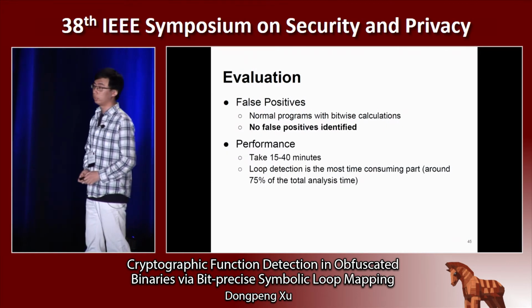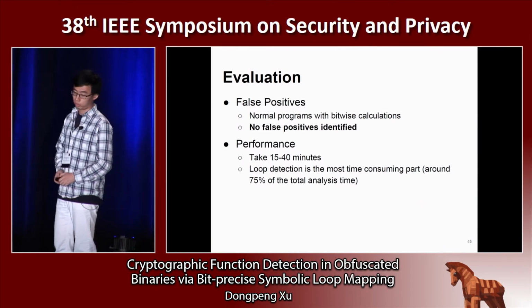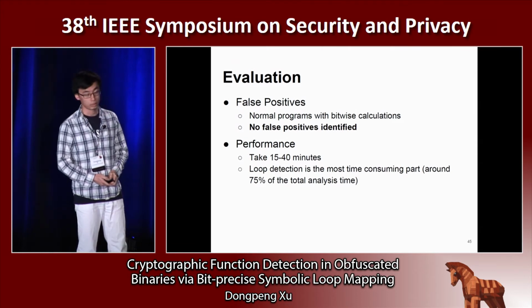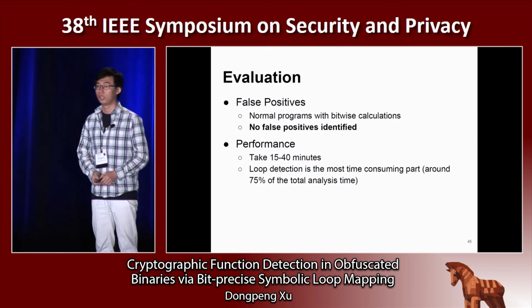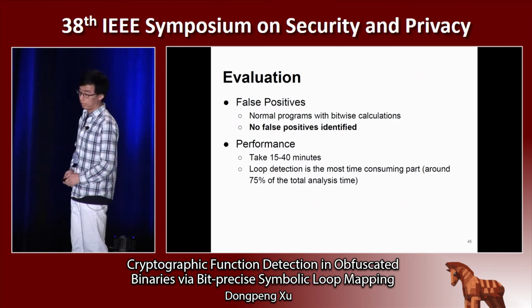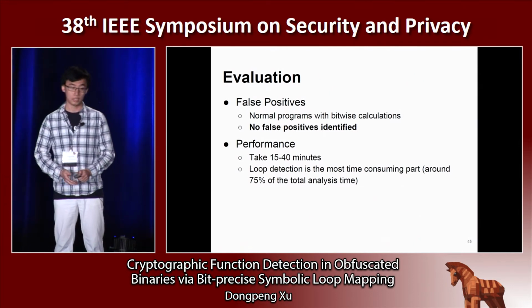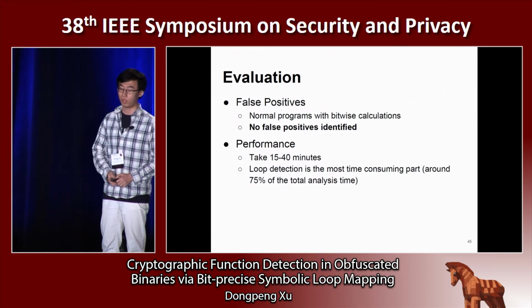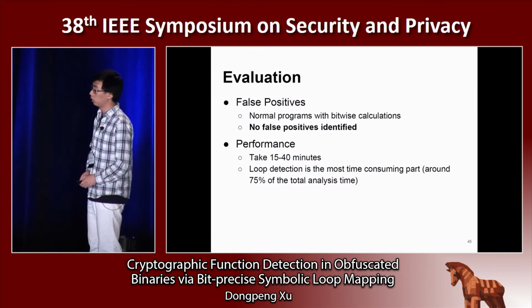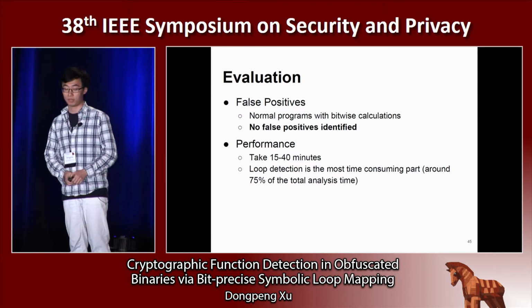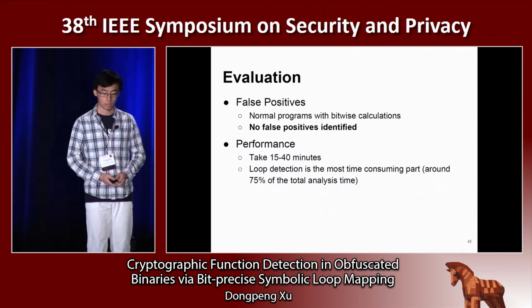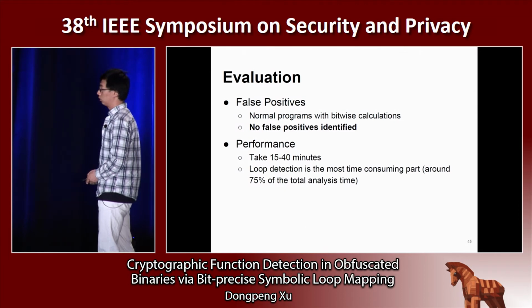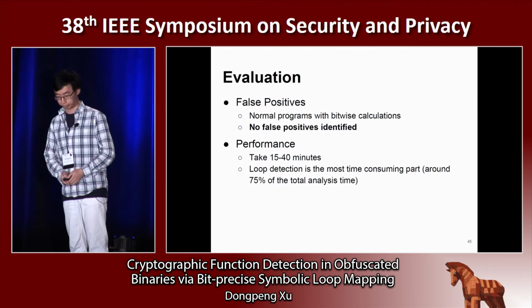The second evaluation is about false positives. We feed some normal programs with heavy bitwise operations into our tool, and there's no false positives identified. And the last evaluation is the performance. Actually, one analysis usually takes like 15 to 40 minutes. And based on our observation, the loop detection is the most time-consuming part.